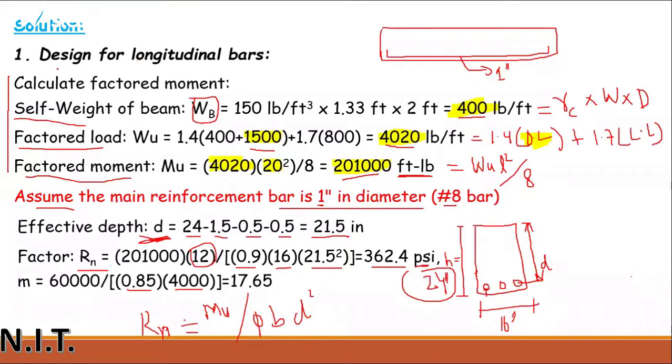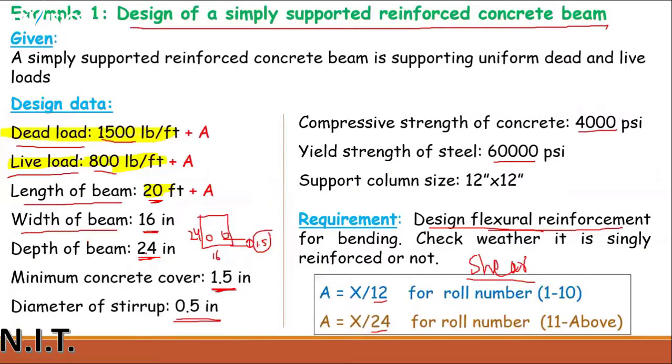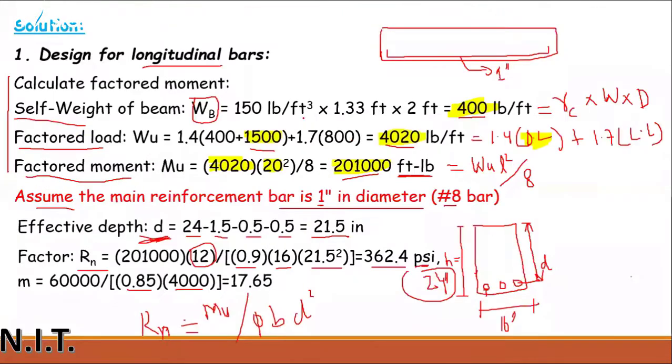For flexural reinforcement, we are calculating the self-weight of the beam. Self-weight of the beam is calculated by this formula: unit weight of the concrete multiplied by width of the beam multiplied by complete height of the beam, the thickness of the beam. So the width of the beam is 16 inches, and D is 24 inches, as you can see here, and 150 is the unit weight of the concrete. Just multiply these values together, you will get the answer of self weight of the beam.